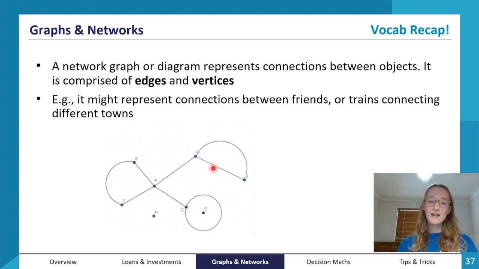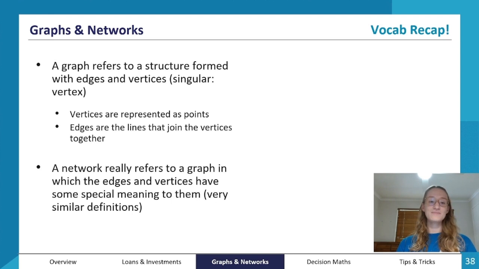Here we can see that this line connects B and G, this line connects A and F, and it's comprised of edges and vertices. You can see the vertices are like the points, and the edges are the connections. So for example, this graph or network could represent connections between friends, who knows who, or trains connecting different towns. There's a number of different things they could represent, almost anything where there's connections between different things.